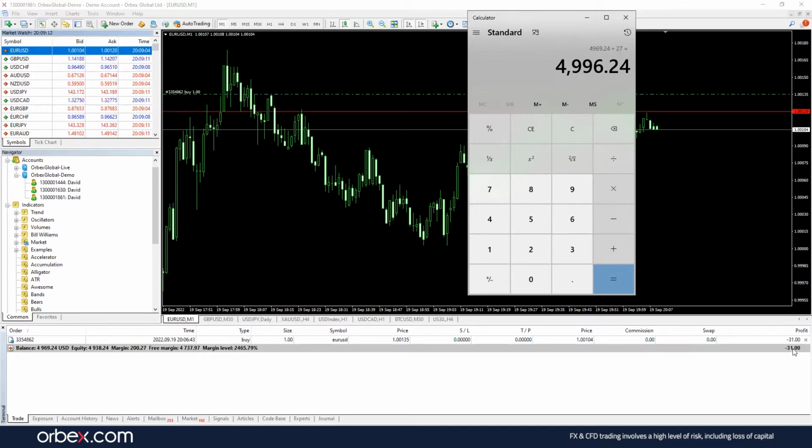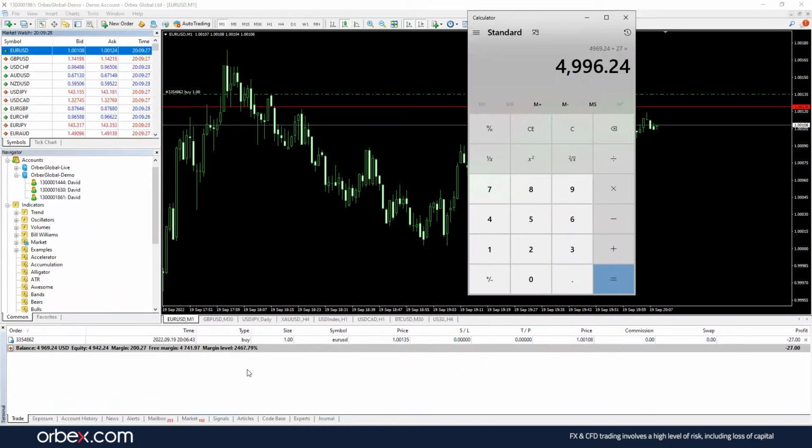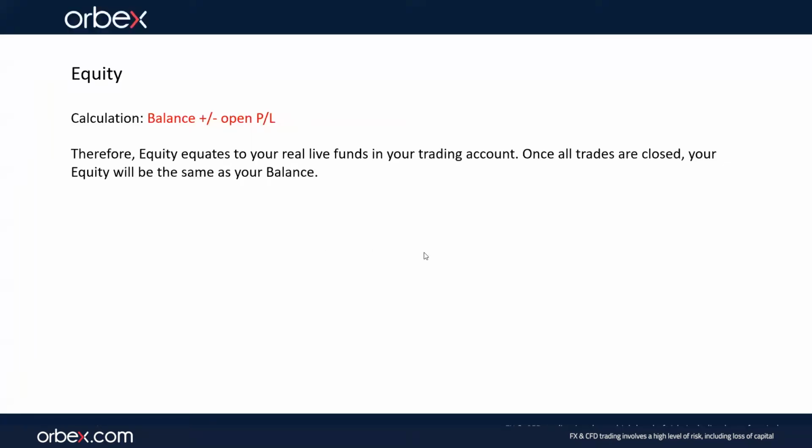So as we go up and down on the profit and loss, we will be going up and down with the equity as well. The market is a little bit slow at the moment, because it's the evening session and we're coming into the second half of the American session. As you can see, there's not much movement, but it is actually still moving slightly, just not as much as it would in the European and American early session. So that's what equity is.